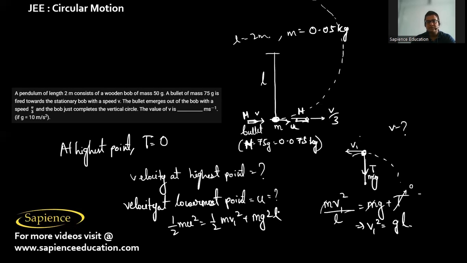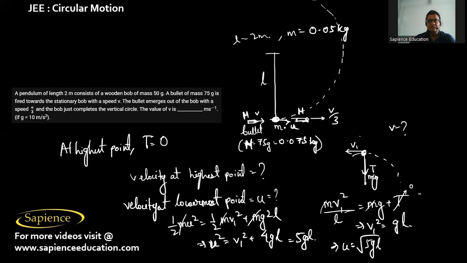The gain in gravitational potential energy is mg into 2L, and the loss in kinetic energy is the initial kinetic energy minus the final kinetic energy. So m will cancel out. Then we can say u square will be equal to v1 square plus 4gL. So this will be equal to 5gL. Therefore u should be equal to root 5gL. So root 5gL should be the velocity of the wooden bob at the lowermost point.